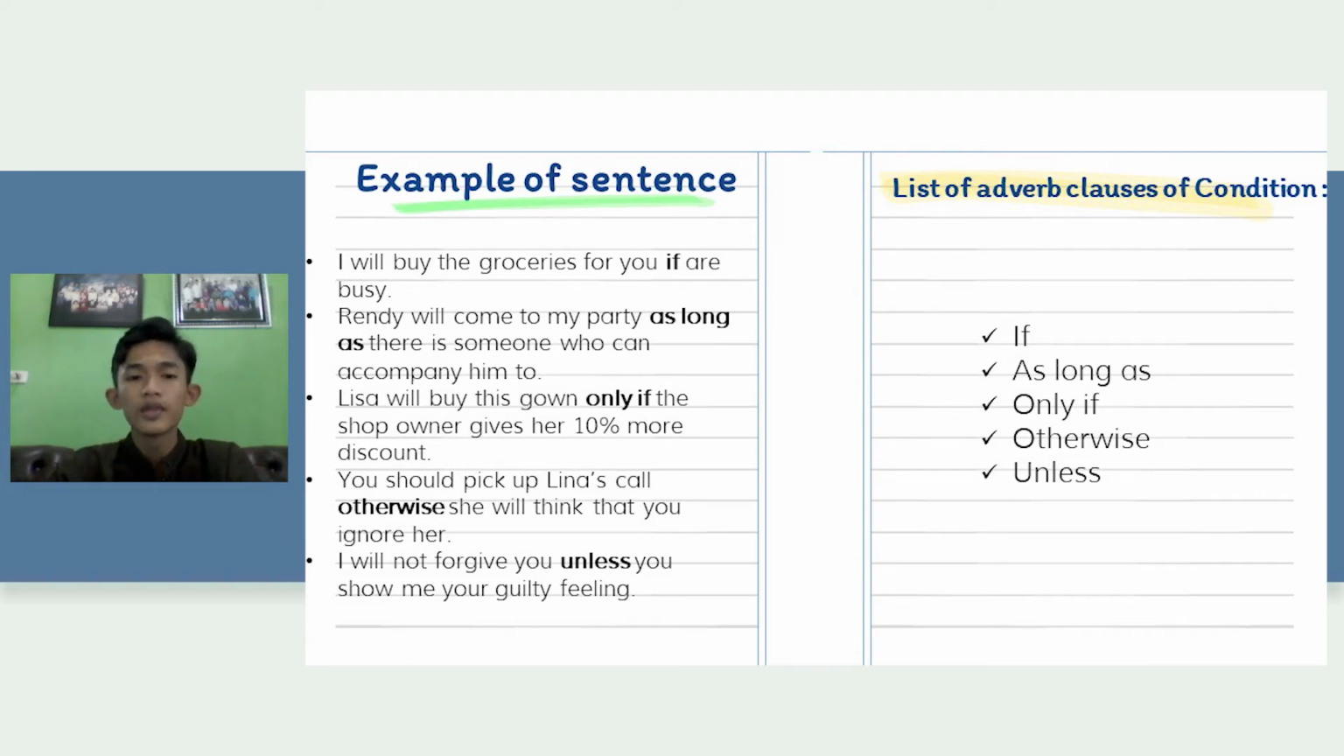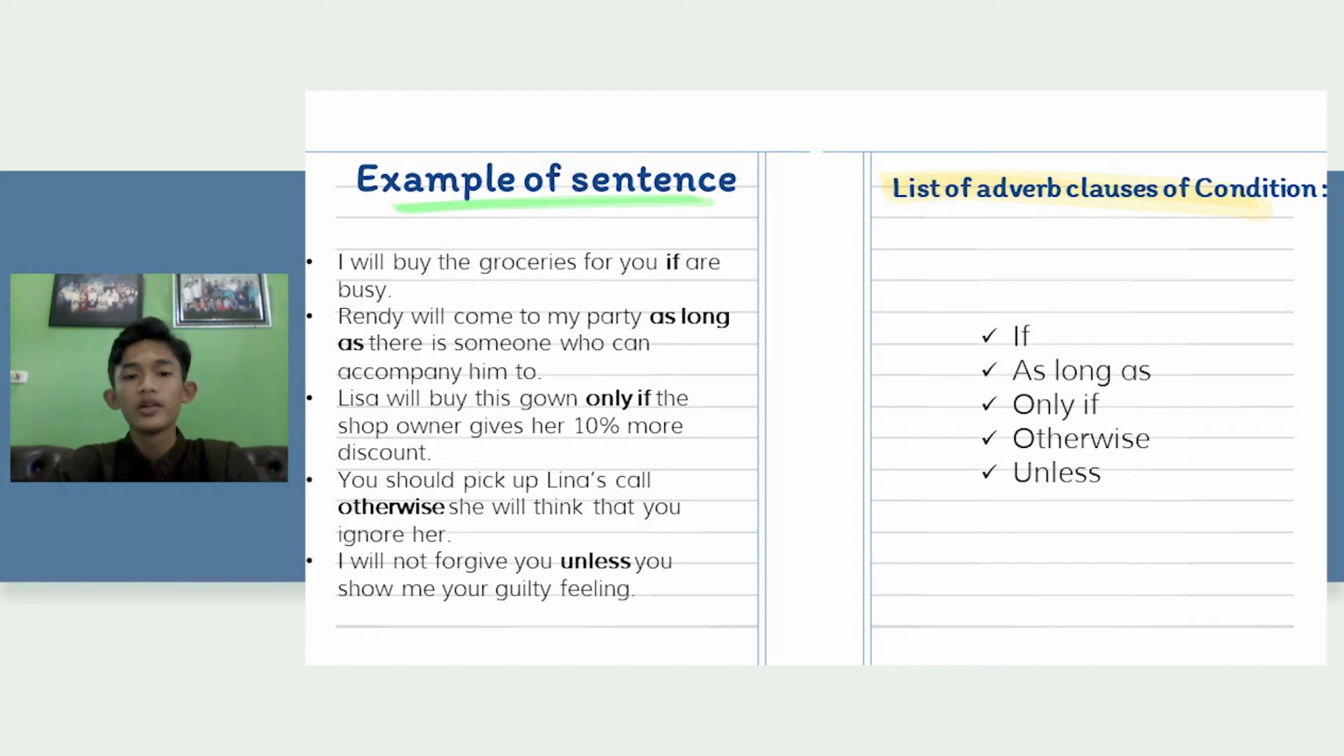Number 2, Randy will come to my party as long as there is someone who can accompany him too. And the meaning is Randy akan datang ke pestaku selama ada seseorang yang bisa menemaninya. Number 3, Lisa will buy this gown only if the store owner gives her 10% more discount. And the meaning is Lisa akan membeli gaun ini hanya jika pemilik toko memberikannya diskon tambahan 10%.